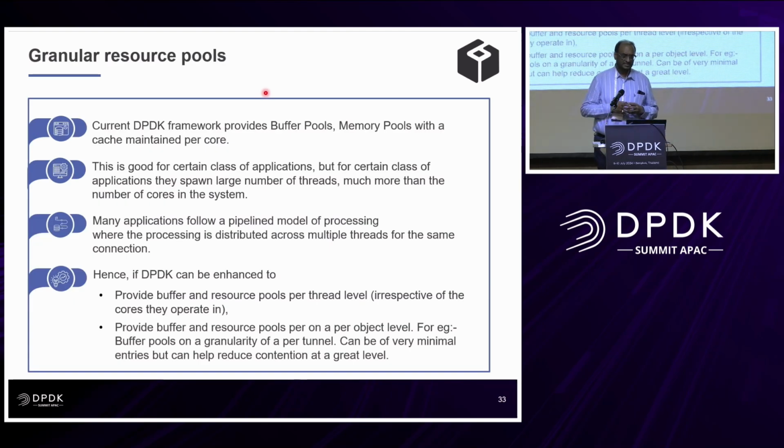Now, this is another thing which I wanted to discuss about the granular resource pools. As of now, when we are doing the resource pools, you have a resource pool, and then you have per CPU cores, right? And the intention is that the threads will be per core, and they will not take any locks, right? But such things don't happen when we are using some of the user space applications.